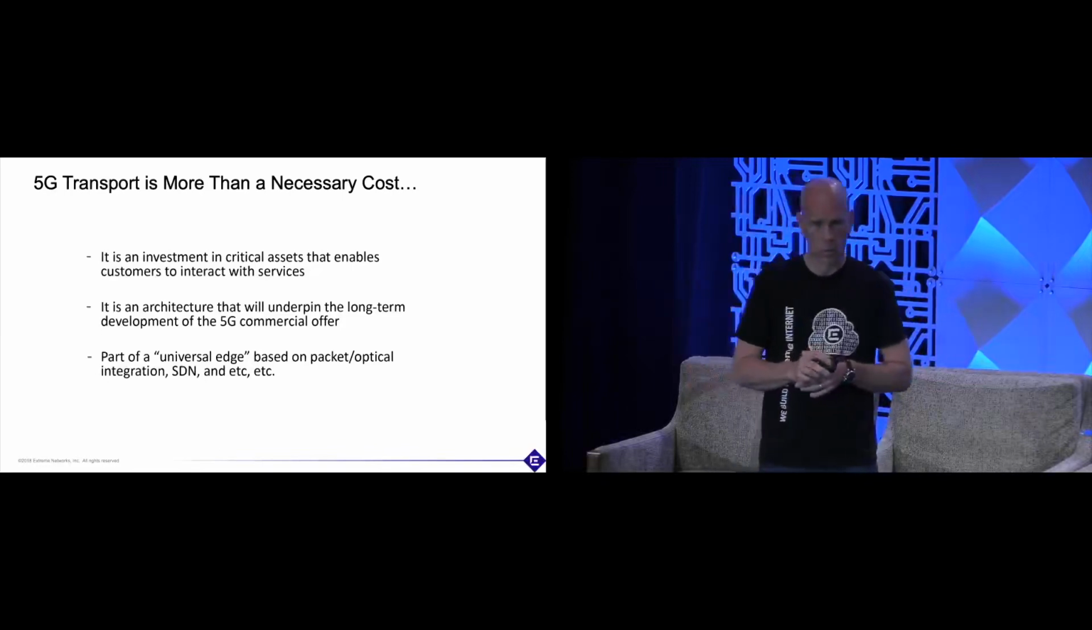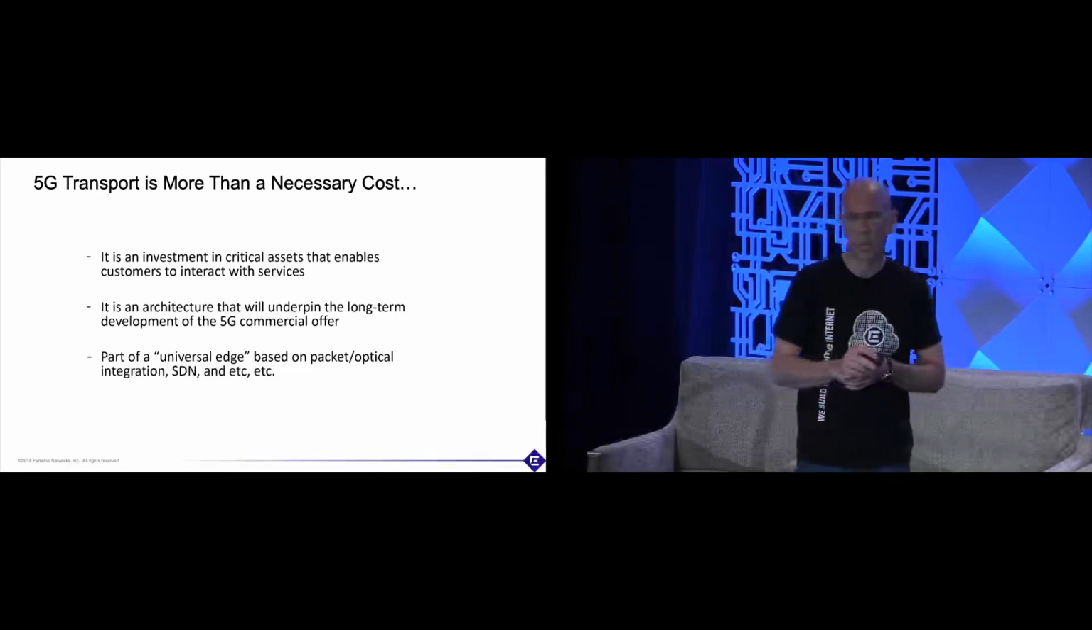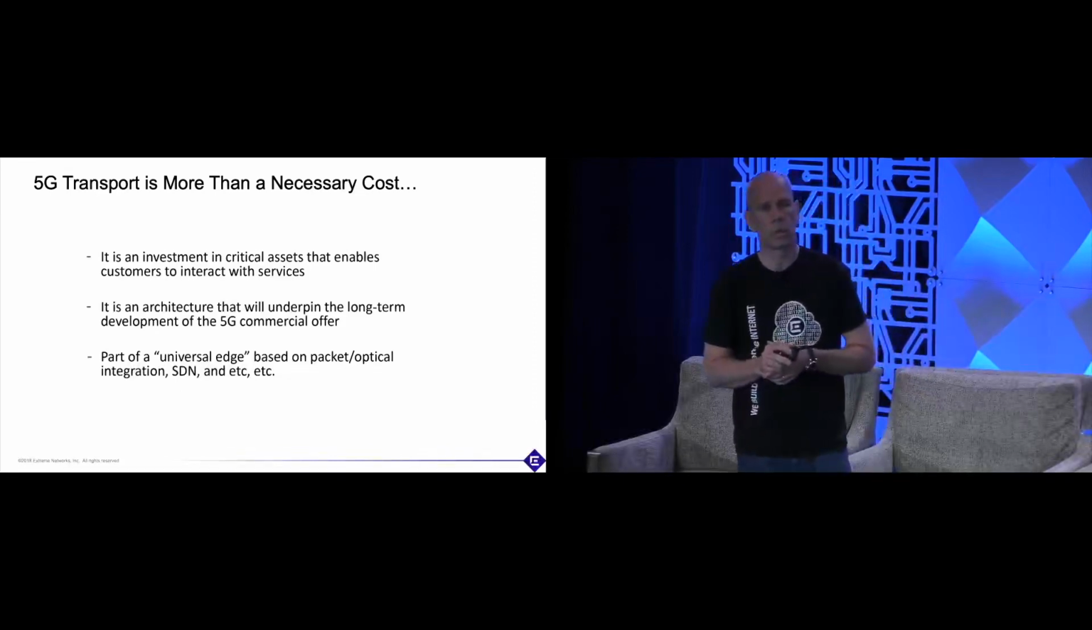So the question becomes: 5G transport, is it more than a cost? It's truly an investment for critical services. As I tried to explain to you, there are going to be a lot of interesting use cases for this. And obviously it's an architecture that will underpin the long-term development of 5G commercial offerings as well as use cases. And it's part of the universal edge. As I mentioned, you have your mobile edge, you have the packet and the optical coming together, you have your SDN, you have your orchestration layer, your different APIs, so on and so forth, automation.